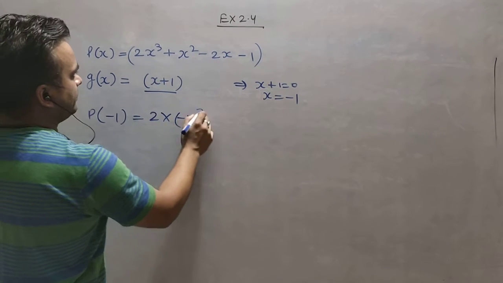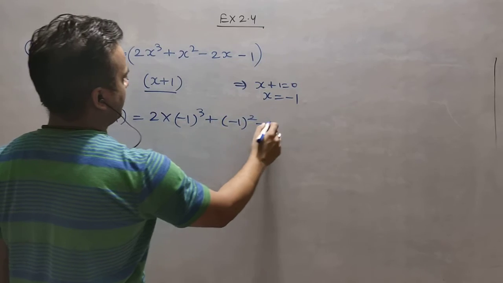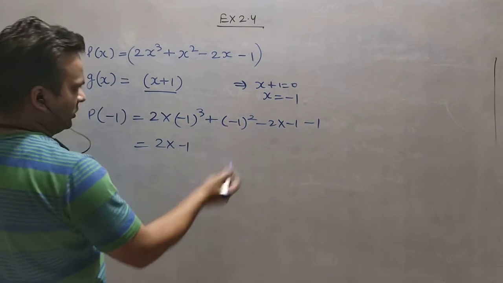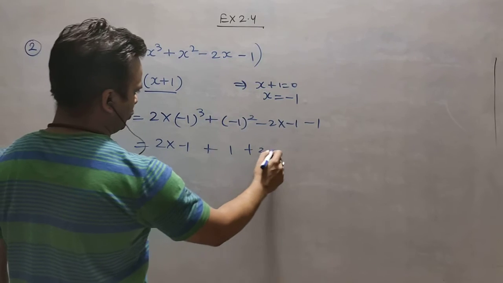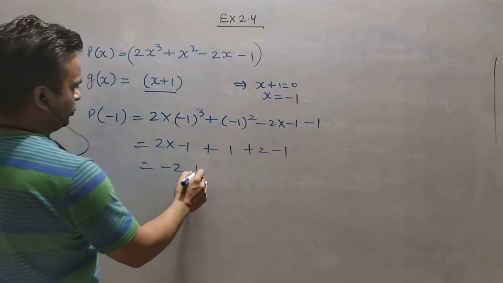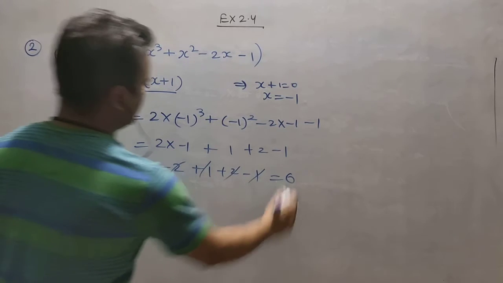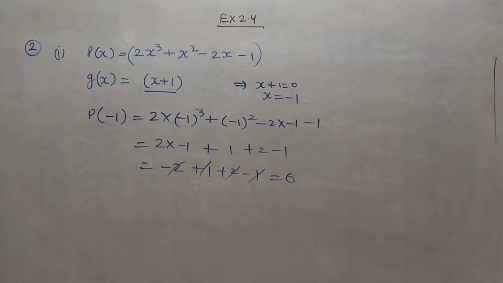So, minus 1 plus 1 plus 2 minus 1, minus 2 plus 1, minus plus 2 minus 1. You can see everything is cancelled and we are getting 0 here. So now we can say that x plus 1 is a factor of the given polynomial. It means g(x) is a factor of p(x).